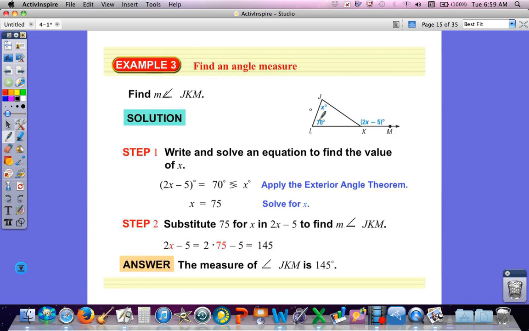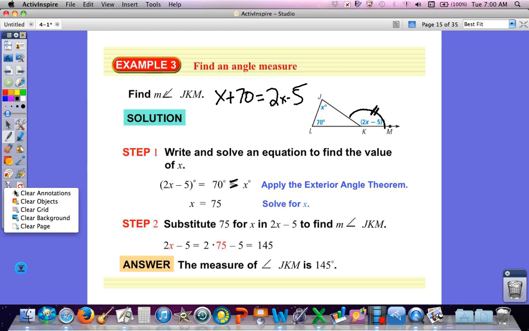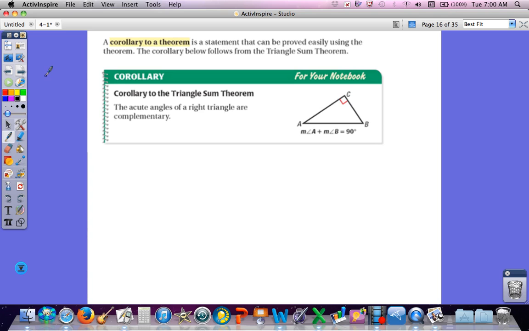So now I want to find X. So I can take this, and I think that should be an equal sign on this, 70, so X plus 70 is going to equal 2X minus 5. And you can go ahead and follow this. We're going to follow this example. We'll do this in class, but you can follow the example and solve that.